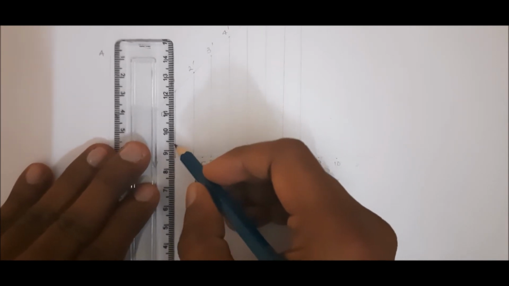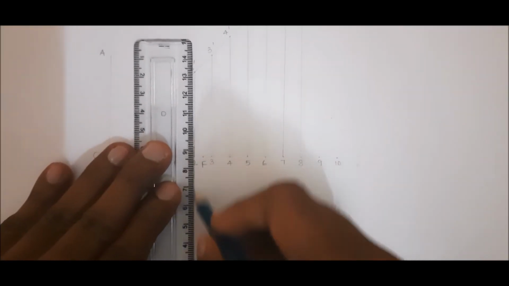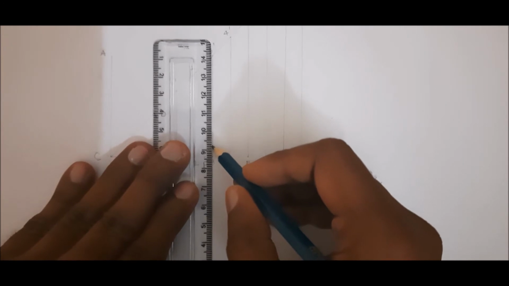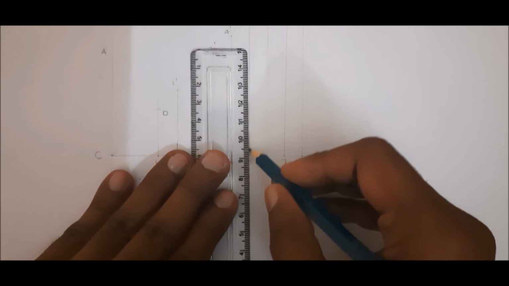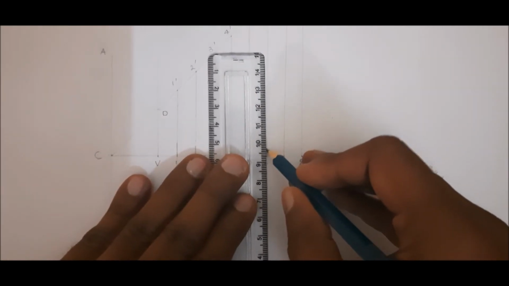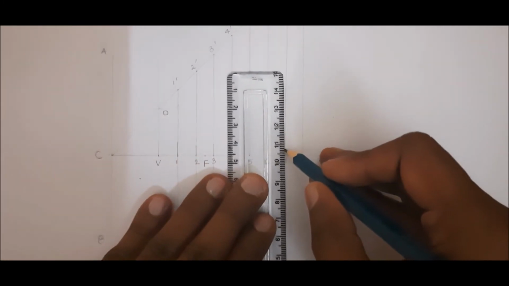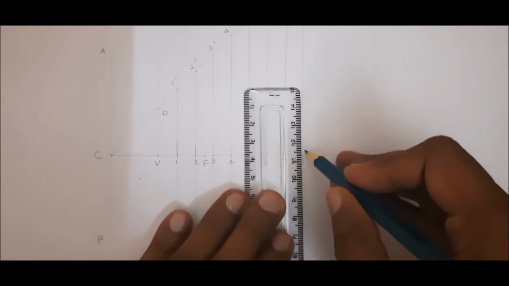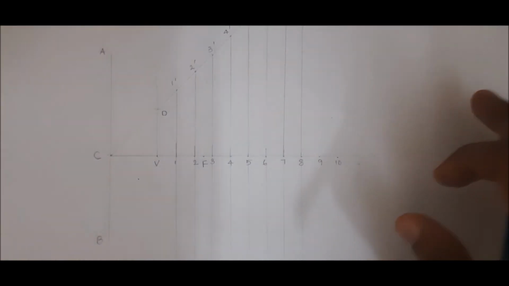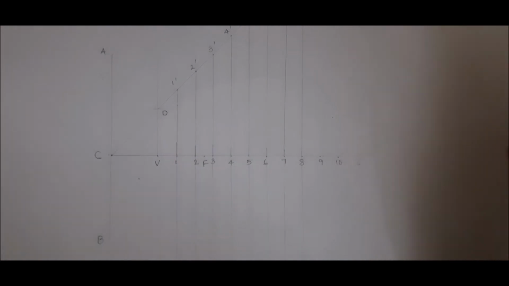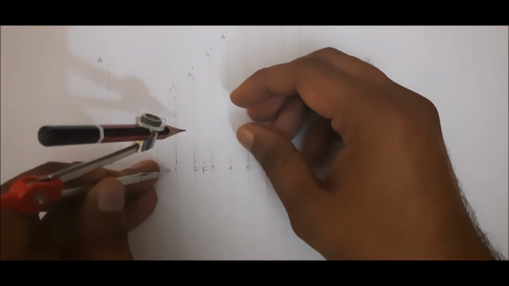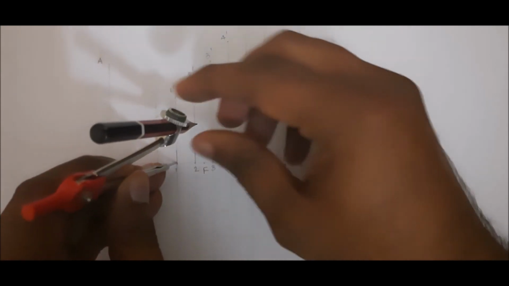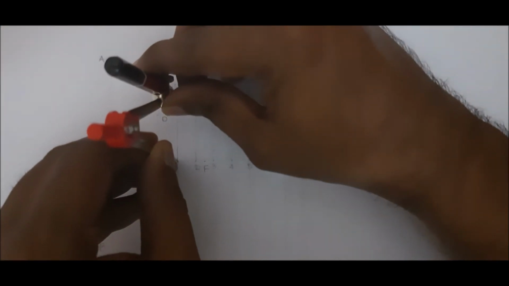So I am going to extend the lines 1 1 dash, 2 2 dash, 3 3 dash, 4 4 dash, 5 5 dash, 6 6 dash, 7 7 dash and 8 8 dash. So I have extended the lines. Then I am going to measure 1 1 dash. So I have measured 1 1 dash.